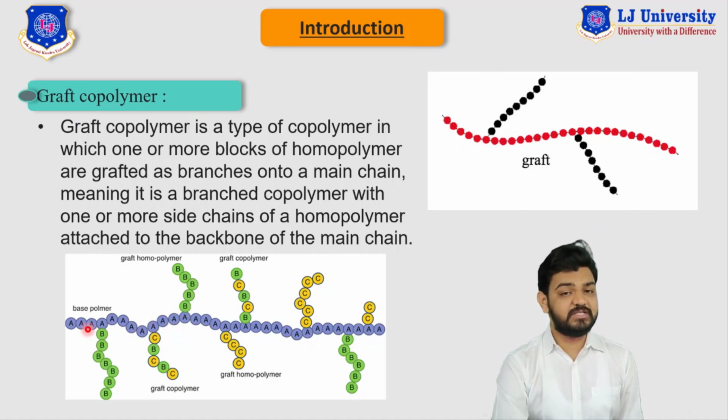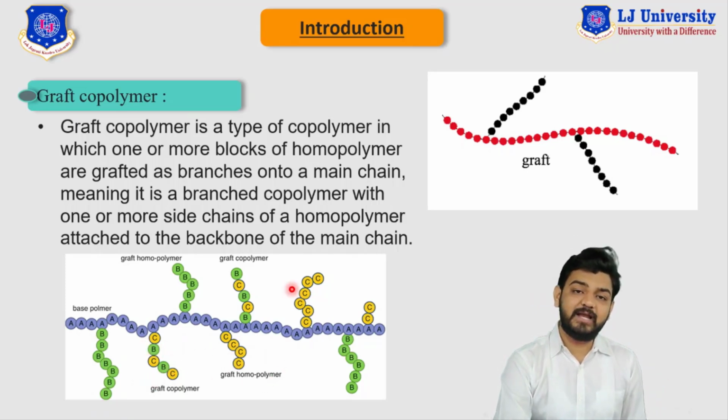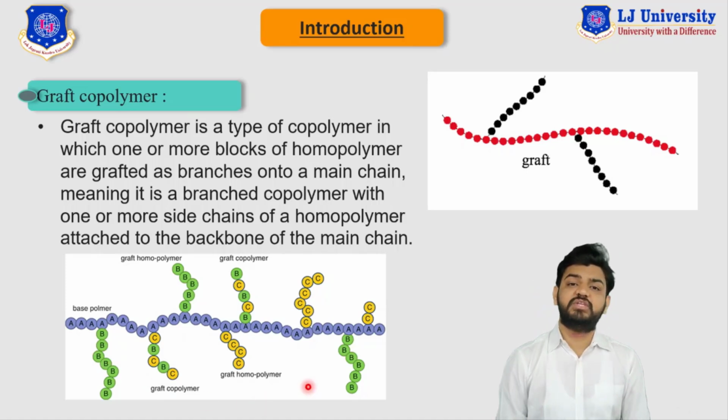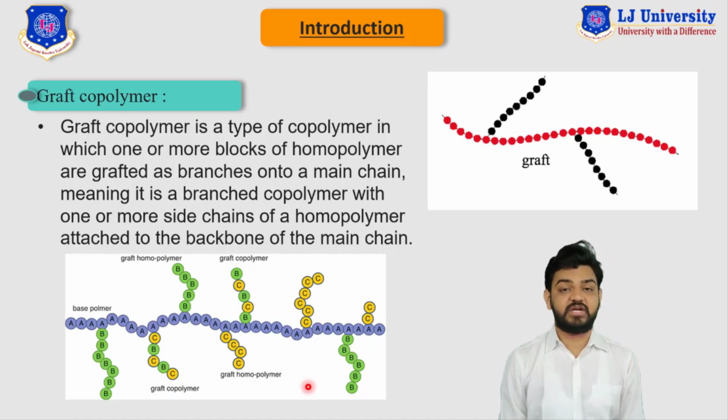Here you can also see that these are the A polymer, lined in a linear fashion, onto which different branches of homopolymer are grafted. These are the B, then this is the C, then here we have an alternating fashion. So all of this can be referred to as grafted polymers. So this was all about the classification of polymers based on the monomer.